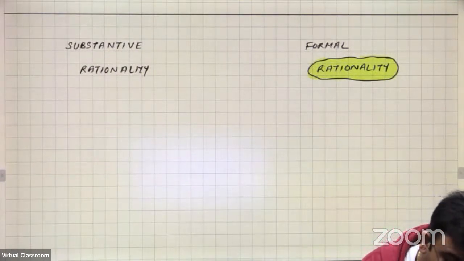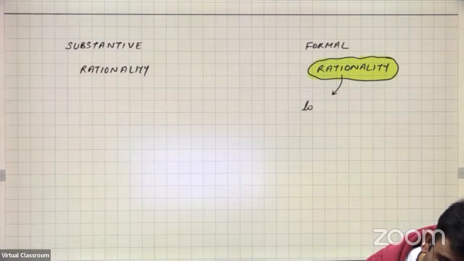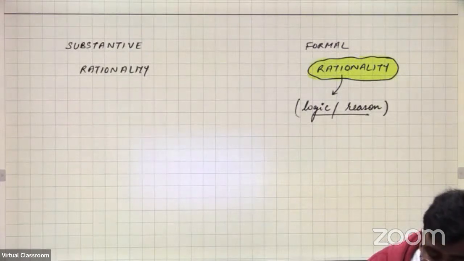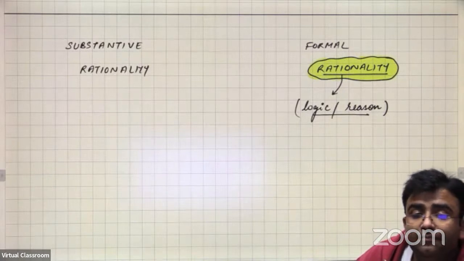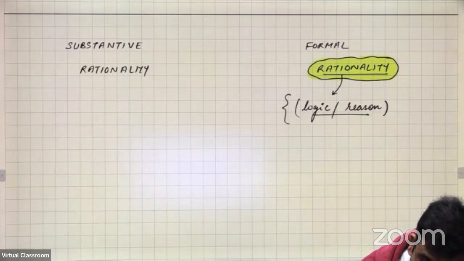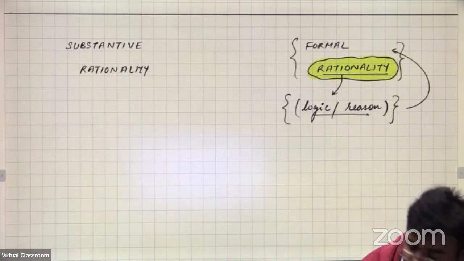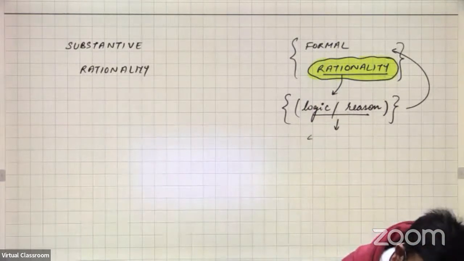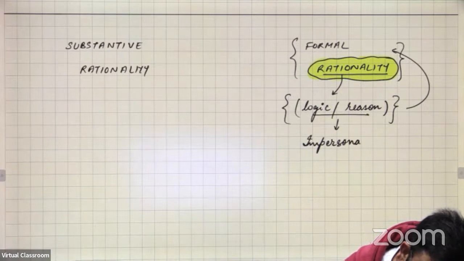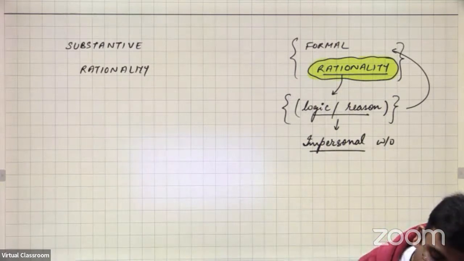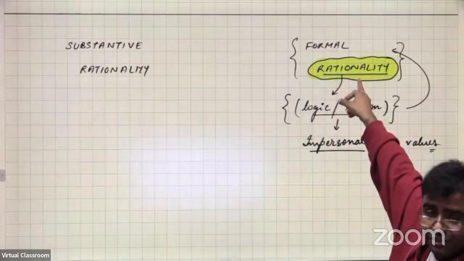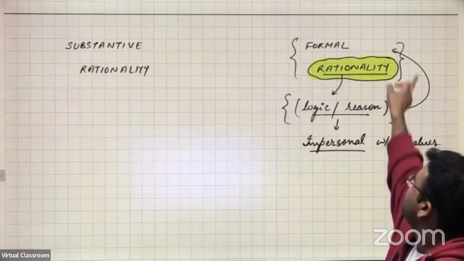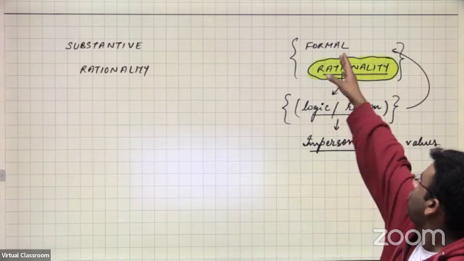To be reasonable. Rationality means exercise of logic, exercise of reason. When you do something based on logic and reason, that is known as rationality. This kind of rationality is known as formal rationality, where you take decisions based on logic and reason, which are impersonal. You will not take care of any values or anything. So those decisions which are taken impersonally, without taking into consideration any kind of values, purely based on logic and reason, are known as formally rational decisions or formal rationality.